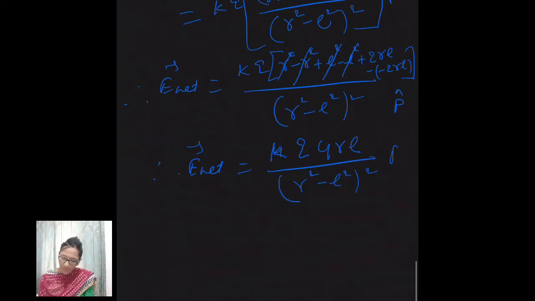Now we know that 2QL is dipole moment, so we can write K into 2 into dipole moment P, and 2 into R is remained and divided by R square minus L square whole square P cap.